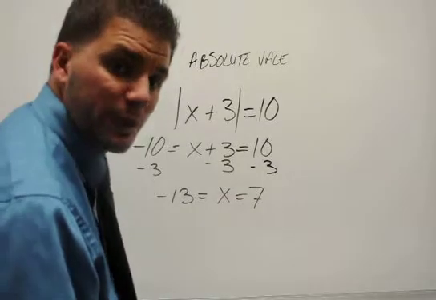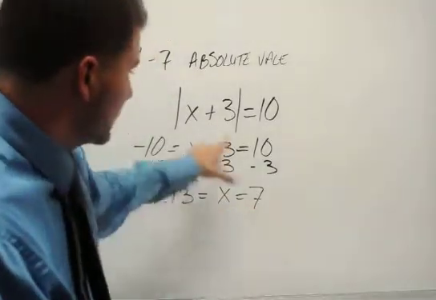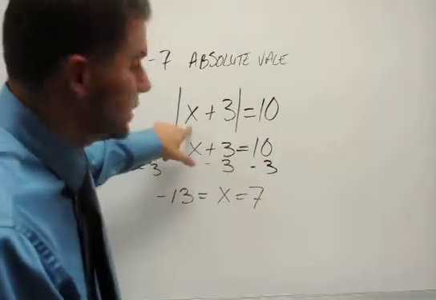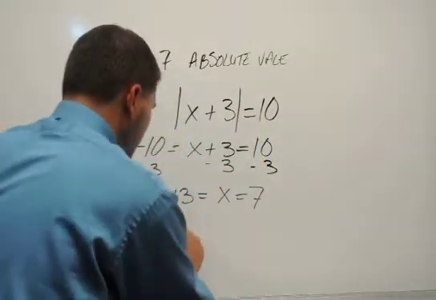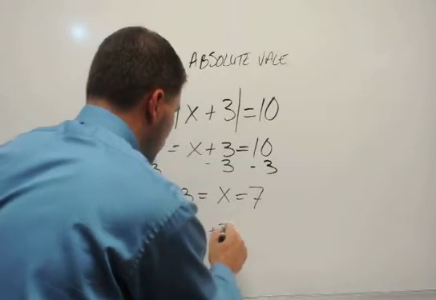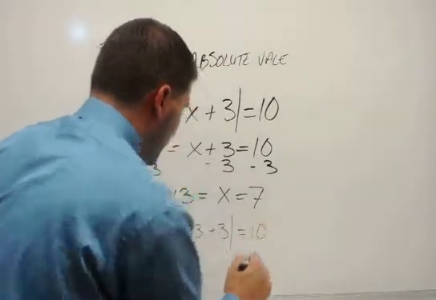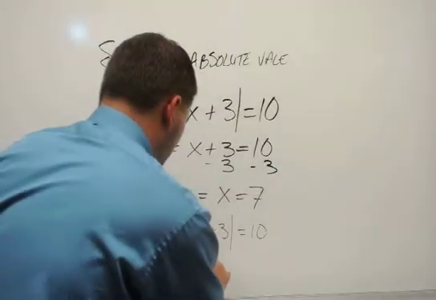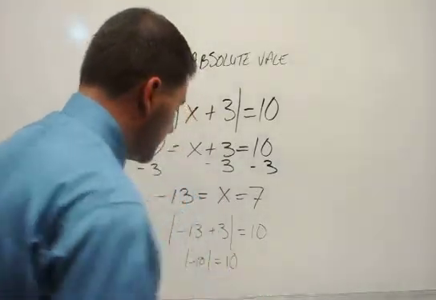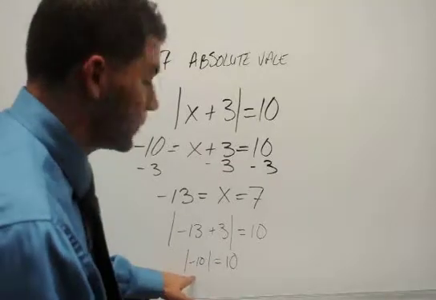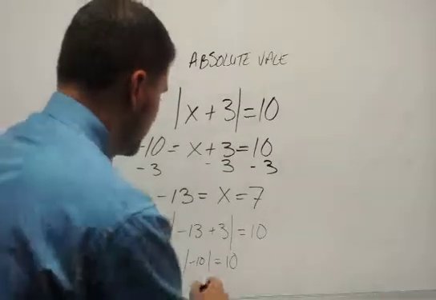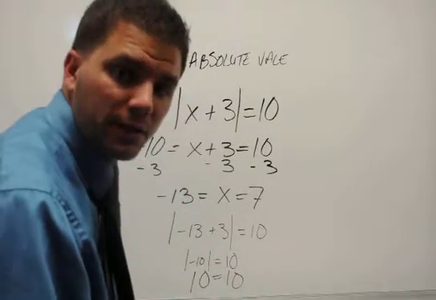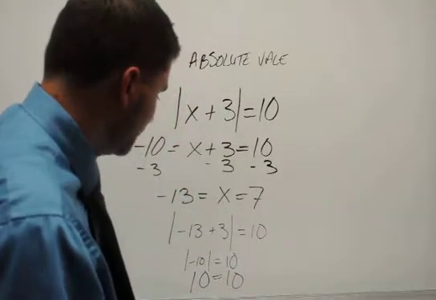Now just to make sure that this is correct, because I know that 7 plus 3 gives me 10, if I take this -13 and plug it back in, -13 plus 3 gives me a -10. However, when I take the absolute value, the absolute value of negative 10 is positive 10, and I have the solution.